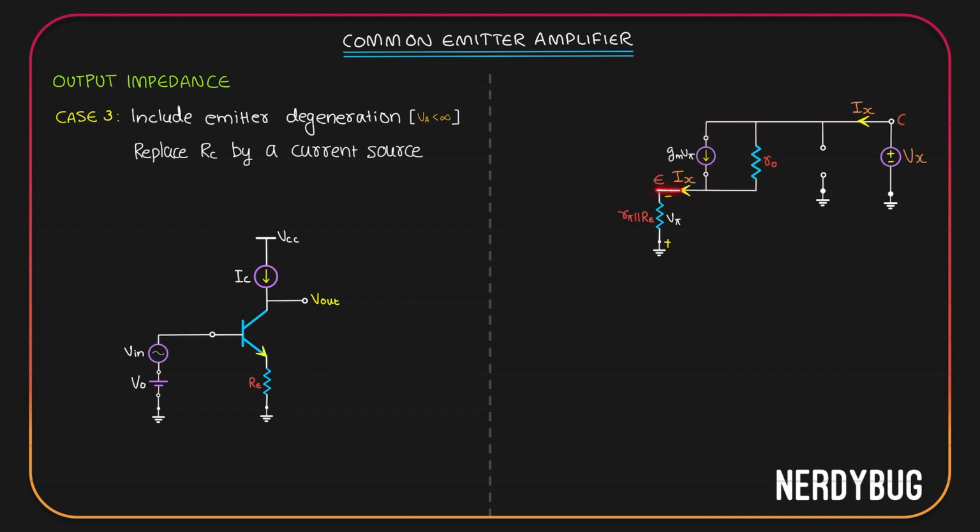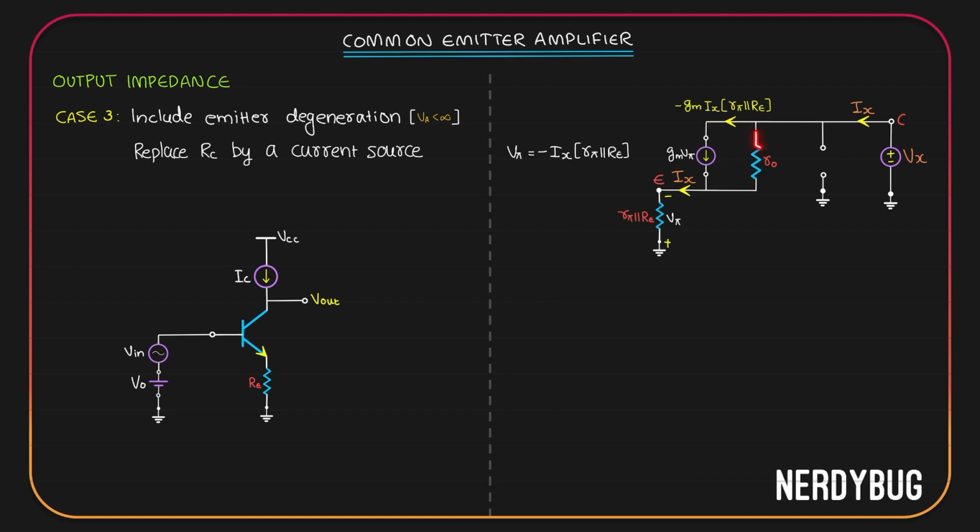That means the current flowing through R pi parallel to Re is Ix. Ix flows in this direction. So the potential drop across R pi parallel Re should be positive here and negative here. But we have taken V pi with negative here and positive here. So V pi will be negative of Ix multiplied by R pi parallel to Re. Now if V pi is this much, then Gm V pi will be Gm multiplied by this. So the current that is flowing in this branch is minus Gm Ix multiplied by R pi parallel to Re.